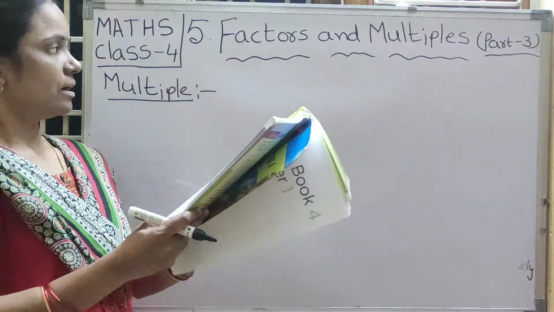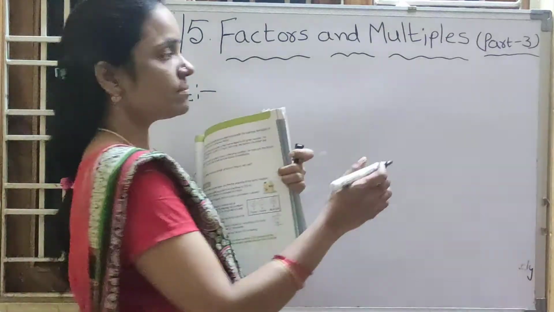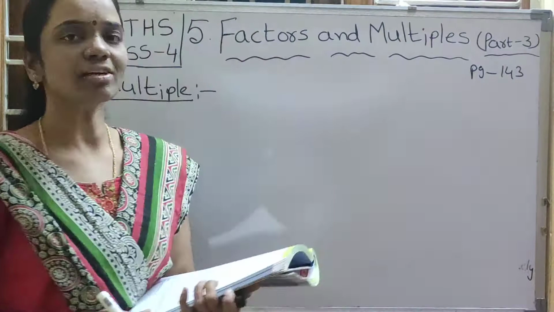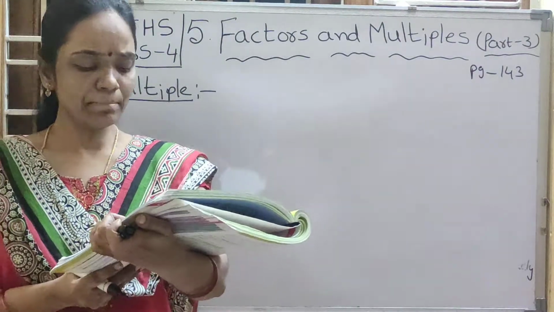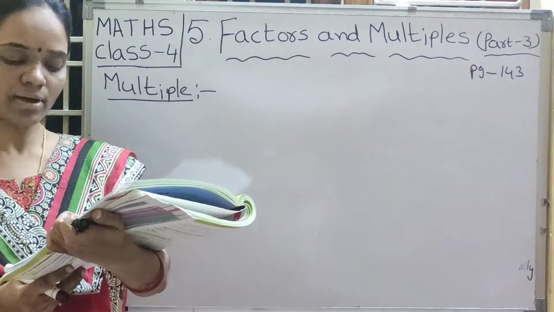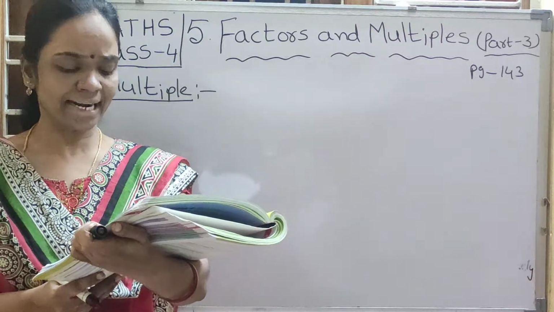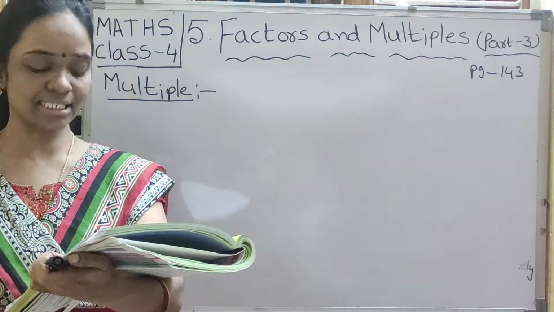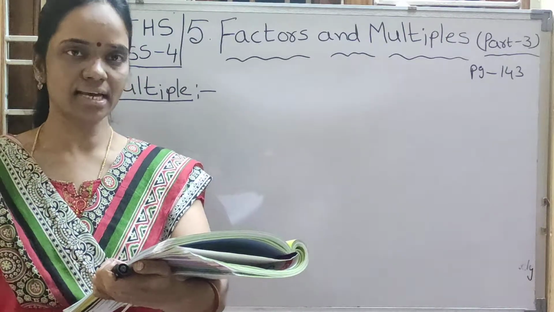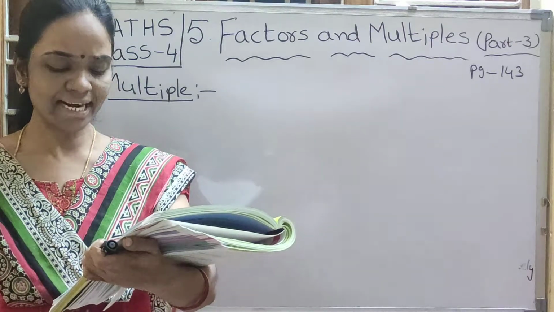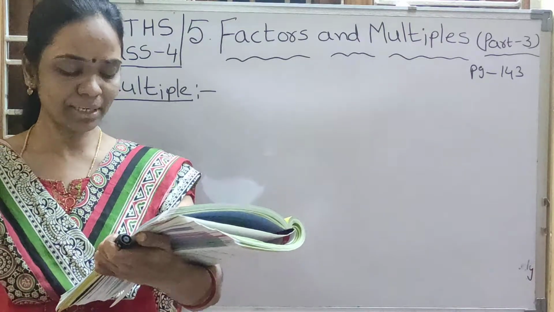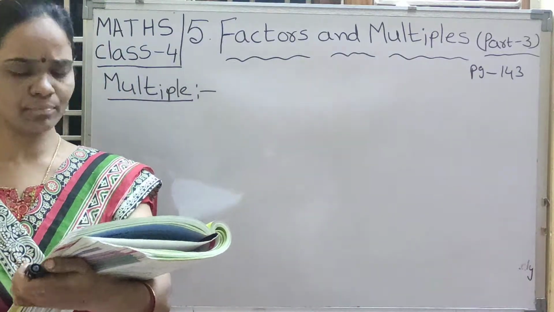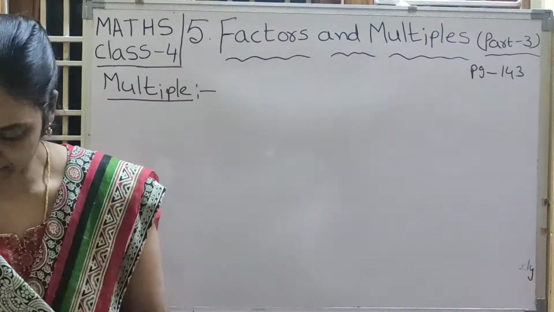A number is said to be a multiple, page number 143. The definition you can copy from your textbook also. A number is said to be a multiple of another number if it is divided by the other number completely, and that is, the second number divides the multiple completely.